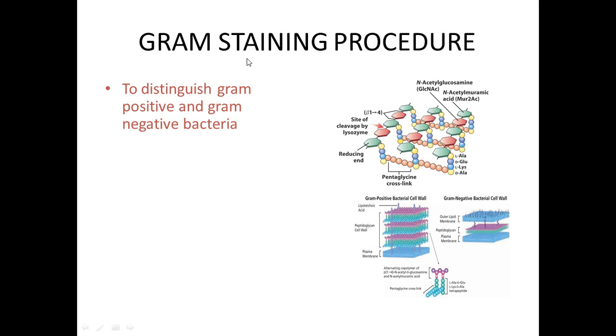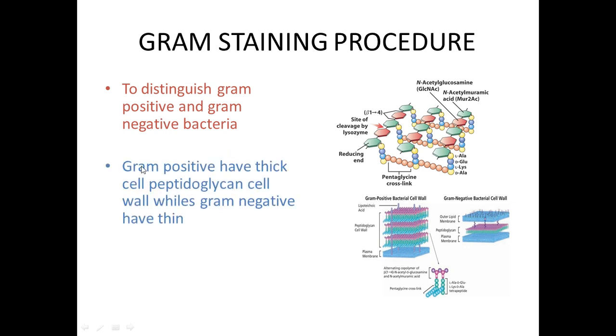He was using this staining procedure to differentiate or uncover the microorganism that causes pneumonia in human beings. So he named it the gram staining procedure because it is basically used to differentiate between gram-positive and gram-negative bacteria. A gram-positive bacteria has a very thick peptidoglycan cell wall.